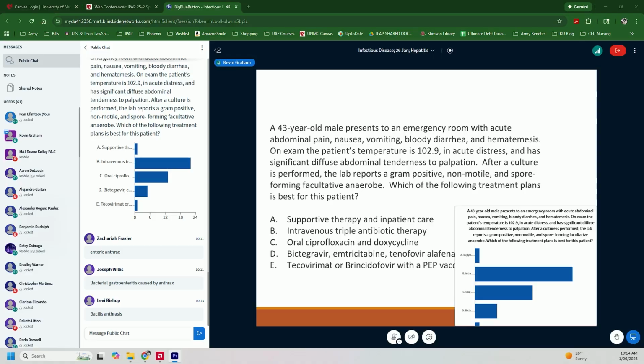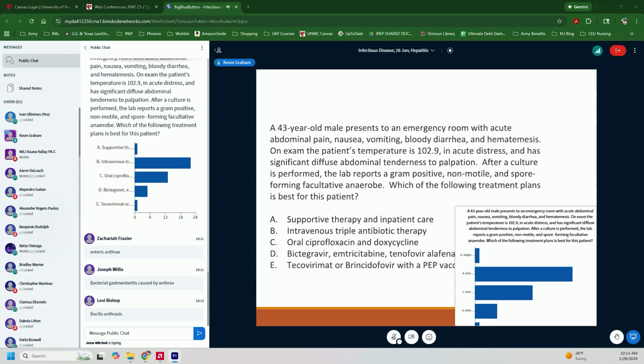Perfectly right. Bacillus anthracis is the causative pathogen. I expect you to do that. I appreciate you for stepping up to the plate quite a lot. Does oral Cipro and Doxy play a role in intestinal anthrax? It does, but what role does it play? That's the differentiating factor between Charlie being incorrect versus correct.